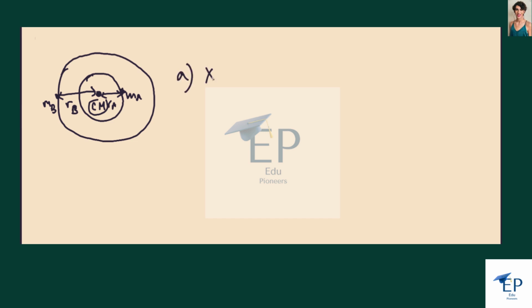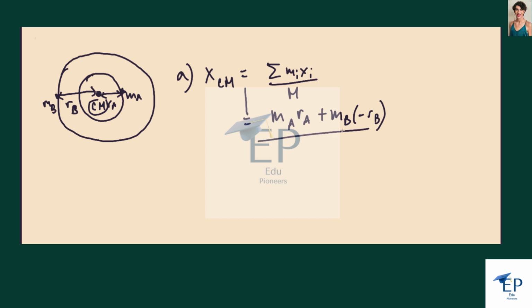And so in part A, we use the definition of center of mass coordinate. So that's the sum of all the masses m sub i times the center of mass coordinates over the total mass. So in this case, it will be MA times RA plus MB times minus RB, opposite side, over MA plus MB. And we set our center of mass to be at the 0 point, so that's 0. Therefore, RA will be equal to MB over MA times RB.